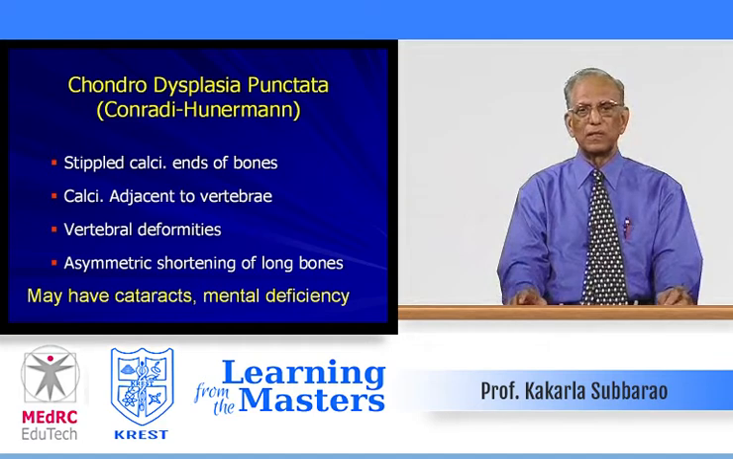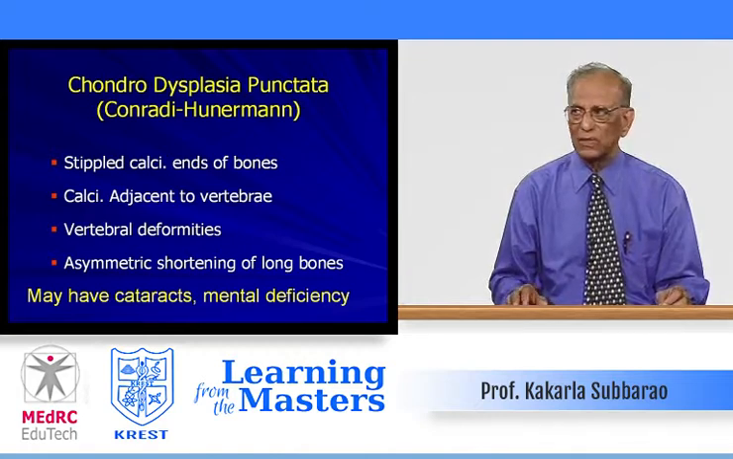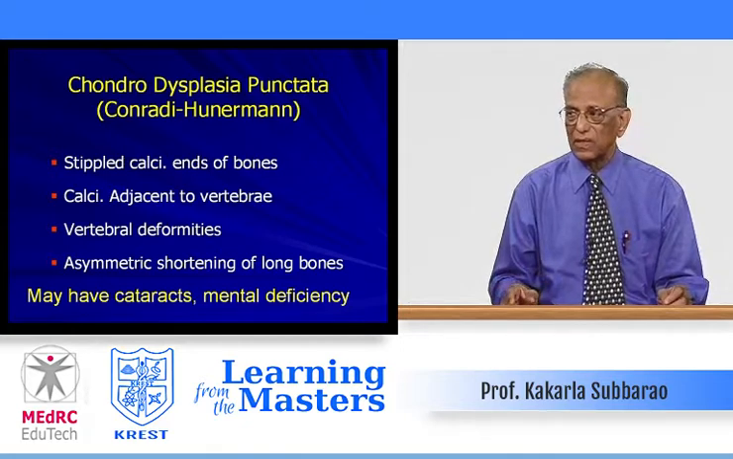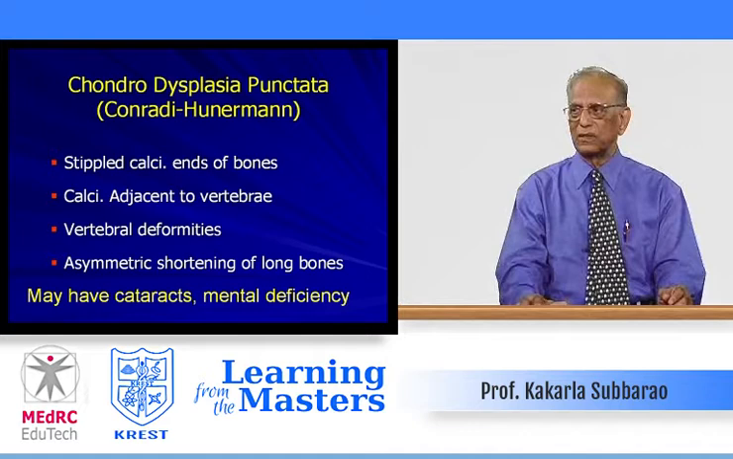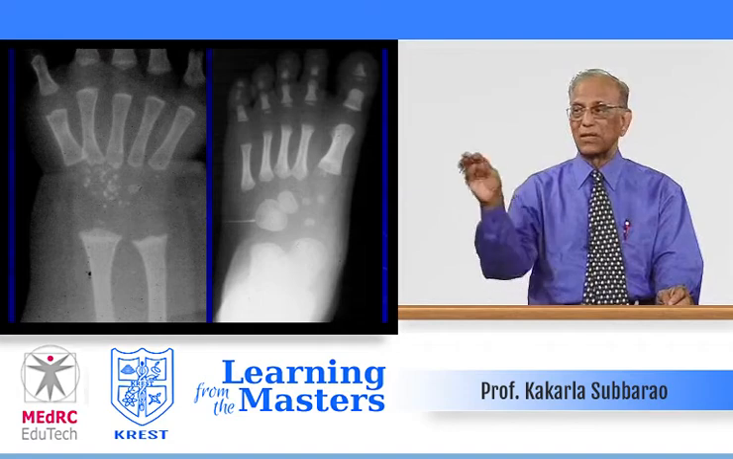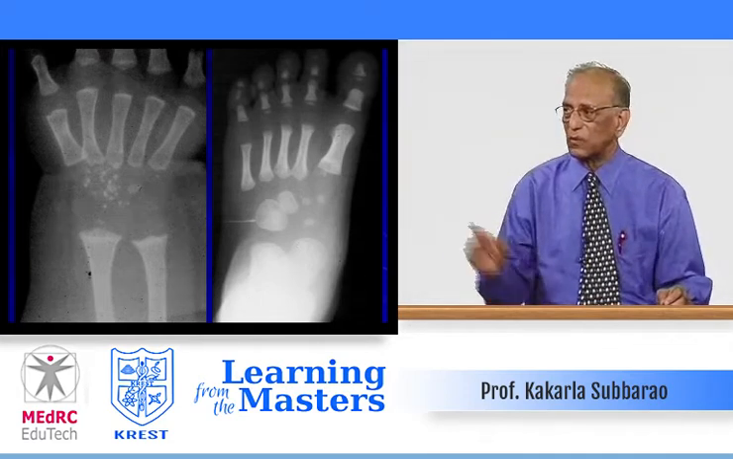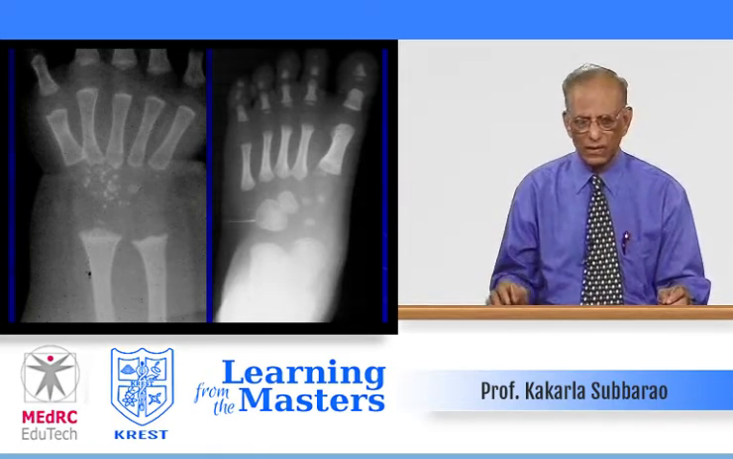Now we come to another entity called Conradi-Hunermann disease, difficult to pronounce, Dysplasia punctata. Stippled calcifications of bones, calcifications adjacent to vertebrae, vertebral deformities as a result of this, asymmetric shortening of long bones, may have cataracts and mental deficiency also. Not all of them do have, but some of them do present with that. Classical case, look at the punctate type of ossification centers, several carpal centers it looks, one on the foot, mild tarsal centers, some specific calcification.